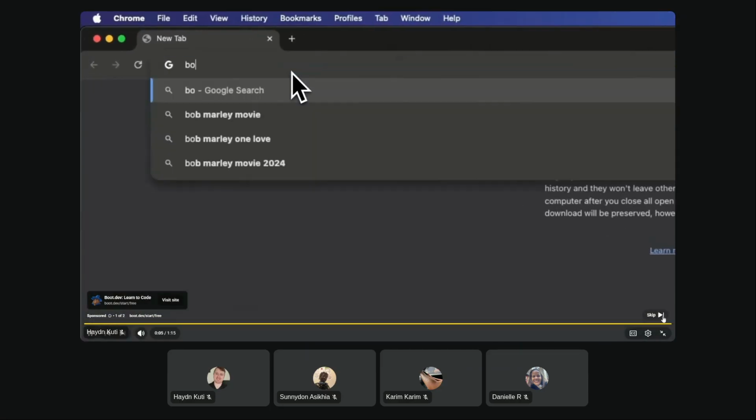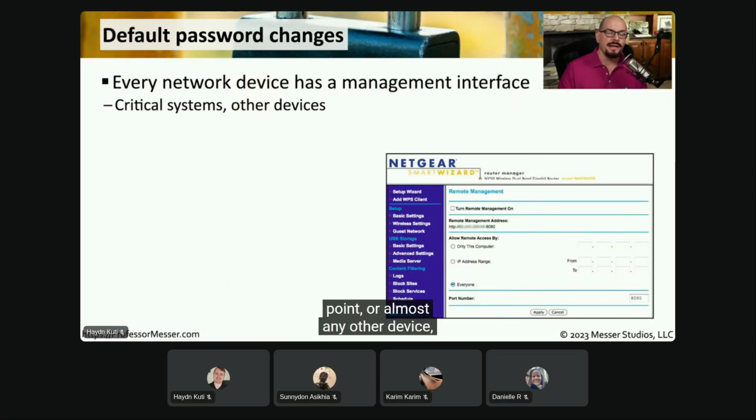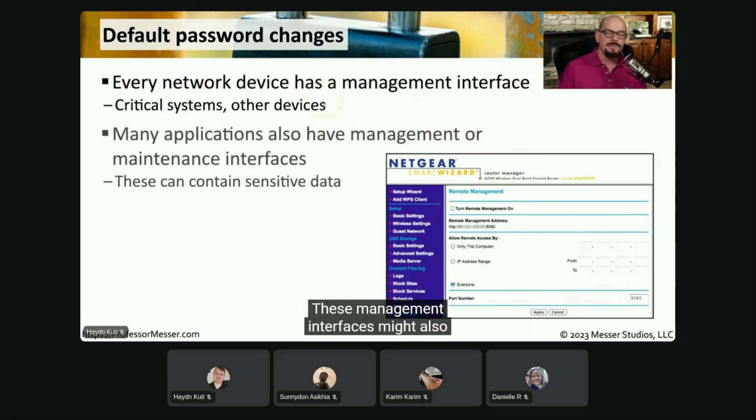If you install a router, a switch, a firewall, an access point, or almost any other device, there will be a default configuration screen that allows you to set the settings in that device. These management interfaces might also be found in applications that you've installed on a system, and all of these might contain very sensitive data and certainly information that would be interesting to an attacker.